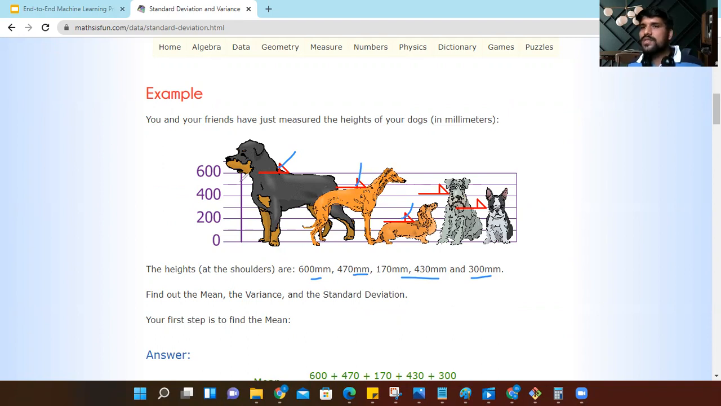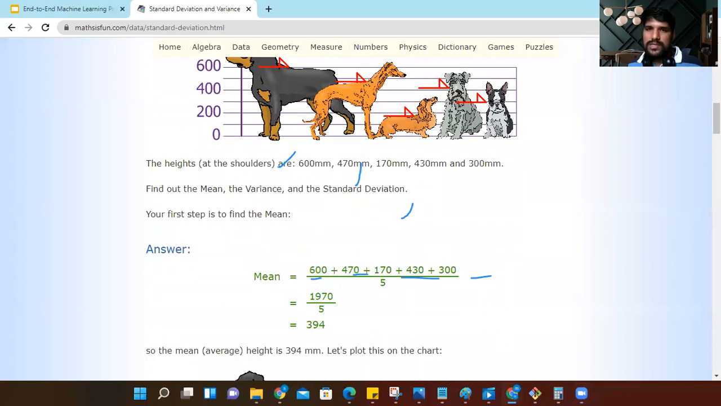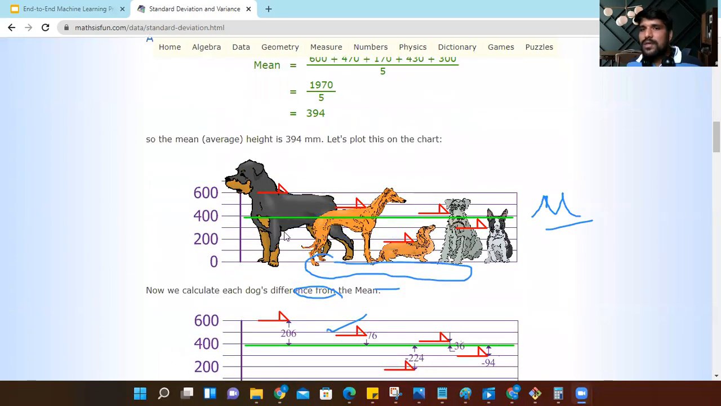Now first we need to calculate the mean, right? So how to calculate the mean? It is very simple, guys. You just need to do the addition of all the heights. How many dogs are there? 1, 2, 3, 4, 5. Divide by 5, do the addition, and we got 394 as the average. Because that is the requirement when you calculate the standard deviation, right? This is the mu. Now once we got the mean, we will draw the line in our graph. So this is the mean, 394.